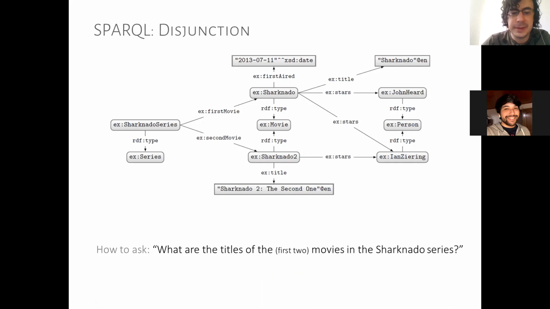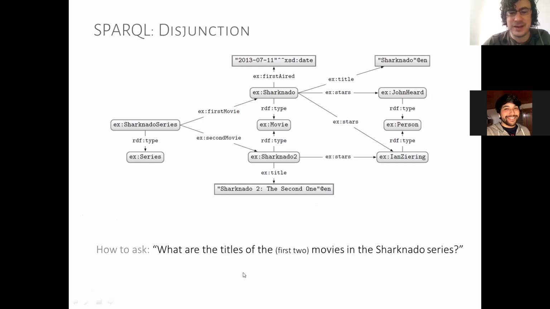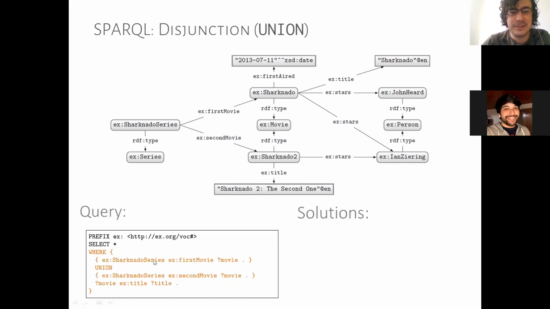And we can write that. That's not a problem. So we can write this query here. So we say Sharknado series first movie, union Sharknado series second movie. Actually, here we don't know the IRIs, right? So we need to query what is the first movie and what is the second movie. So we write it like this: get me the first movie, union, get me the second movie, and then join it with getting the titles. So we see that we can use some sort of relational algebra operators like union here to be able to express richer kinds of questions.